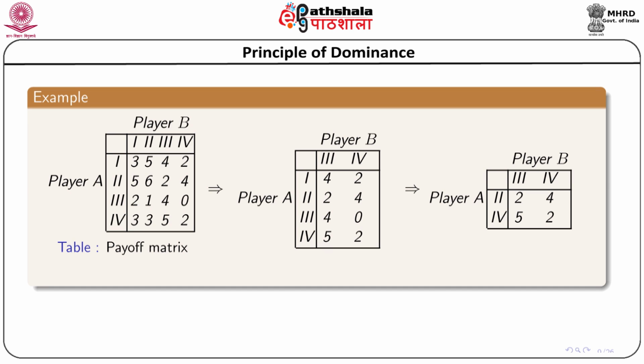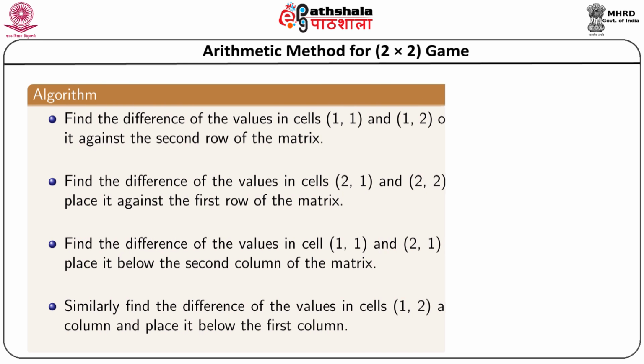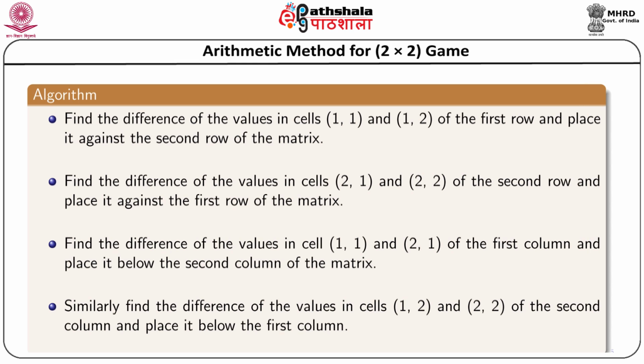Since this pair matrix does not have a saddle point, we have to use mixed strategies for players A and B to get the optimal solution. Now, we will define a method called the arithmetic method for solving a 2 by 2 game. The algorithm for this method is as follows.